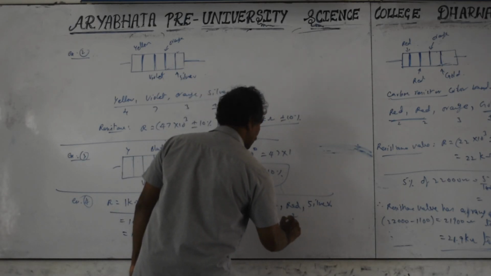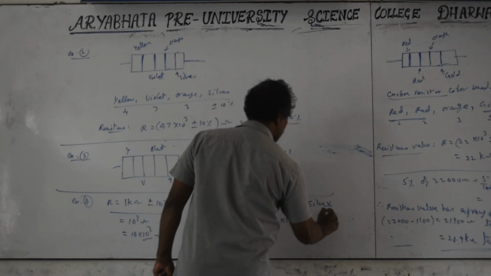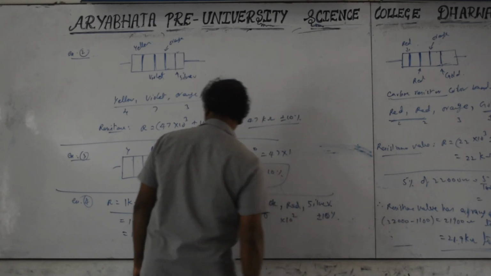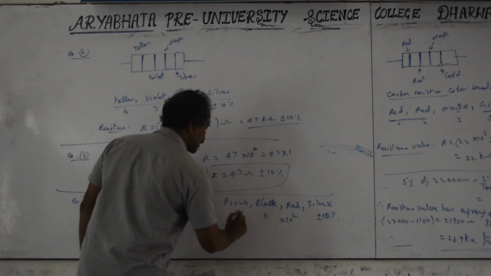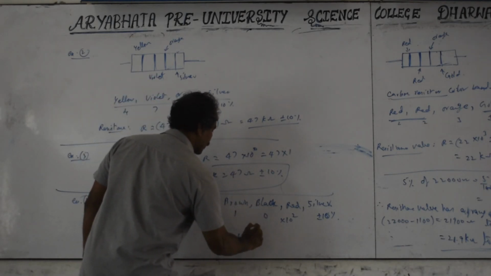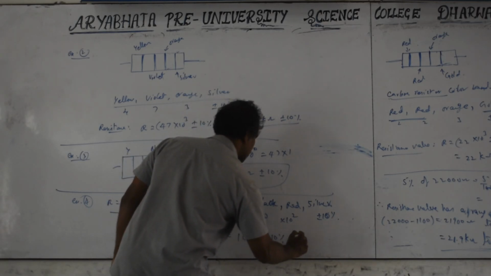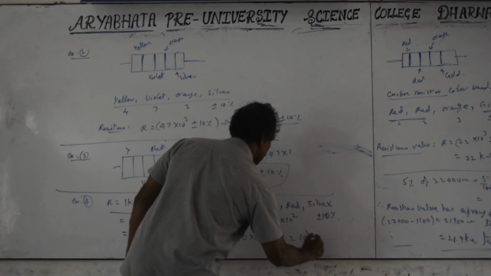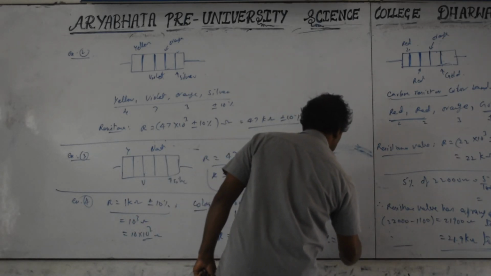This means 10 to the power of 2 into 10 to the power of 2, and silver is plus or minus 10%. The resistance becomes R. Colors you must write in reverse. 1, 0 into 10 to the power of 2 plus or minus 10%, which is 10 to the power of 3 plus or minus 10%, which is 1 kilo ohms plus or minus 10%.